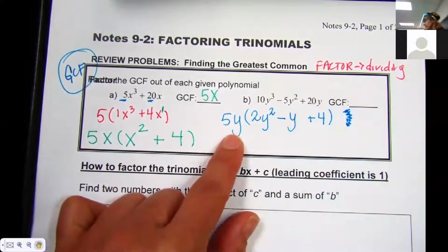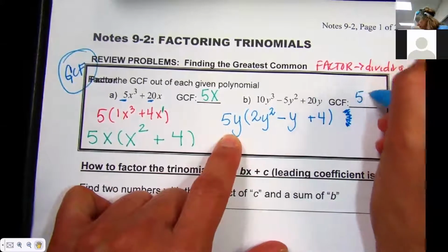So what's the GCF? It's the number on the outside of the parentheses, 5y.